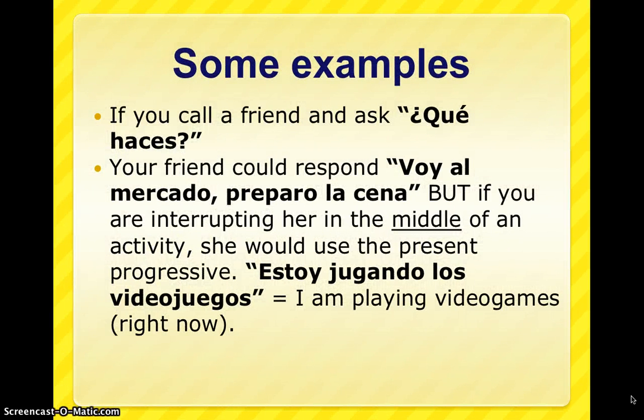Another example, you could call up a friend and ask them, ¿Qué haces? What are you doing? And your friend could respond in general, voy al mercado, preparo la cena, so I'm going to the market. But if you're interrupting her in the middle of an activity and she's really trying to emphasize that she's doing that right now, she would use the present progressive. So she might say something like, estoy jugando los videojuegos. And by using the present progressive tense, we know I'm playing video games and I'm doing it right now.